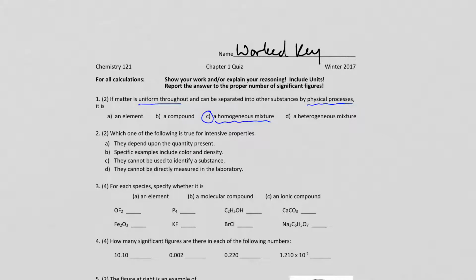Correct. Which one of the following is true for intensive properties? Intensive, remember, is independent of quantity. So, depend on quantity? No. Cannot be used to identify a substance? No, they can be used to identify a substance. They cannot directly be measured? Yes, they can. So obviously, by process of elimination, it is B.